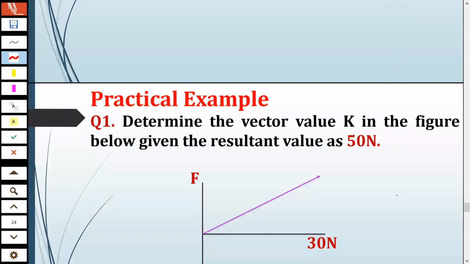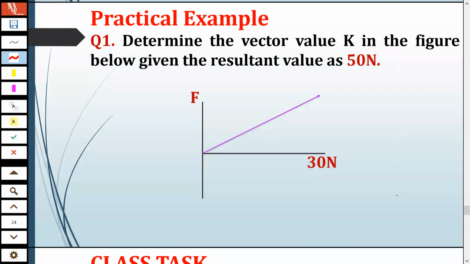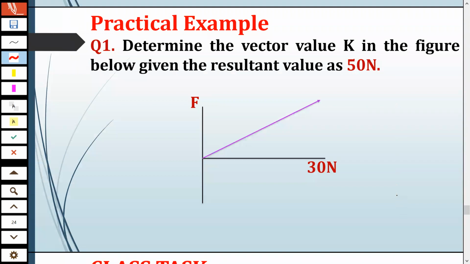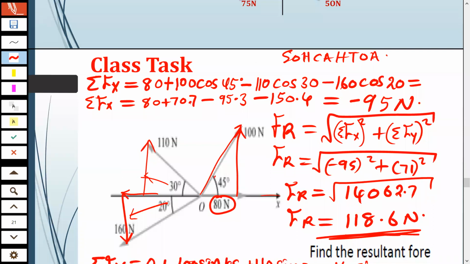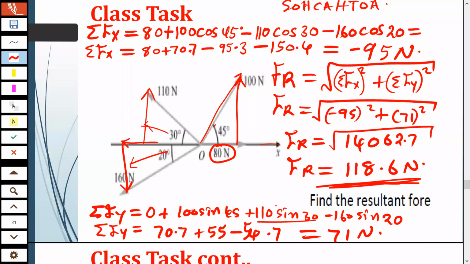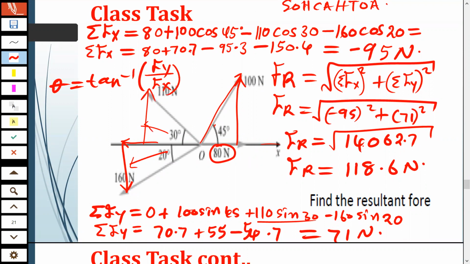So let's use this same first example here. If, for instance, on this same question, they ask you to find the direction of the resultant force, the direction is simply the angle. The direction is found by theta equals tan inverse of F in the y over F in the x. So you simply divide the force in the y by the force in the x, and then find tan inverse of that, and that is the direction. It's simply the angle.